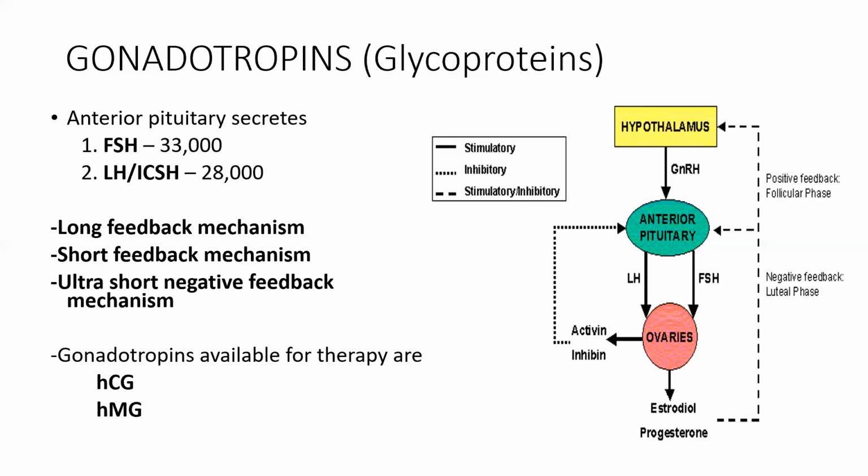Whenever the plasma levels of estrogen and progesterone in the body are low, they stimulate the anterior pituitary to produce luteinizing hormone and follicular stimulating hormone, and at the same time they can stimulate the hypothalamus to produce gonadotropin releasing hormone. The action of sex hormones on the hypothalamus is the long feedback mechanism, whereas their effect on the anterior pituitary is the short feedback mechanism. And another feedback mechanism is the ultra short negative feedback mechanism. The long and short feedback mechanisms have both positive and negative feedback, whereas the ultra short feedback mechanism doesn't have any positive feedback.